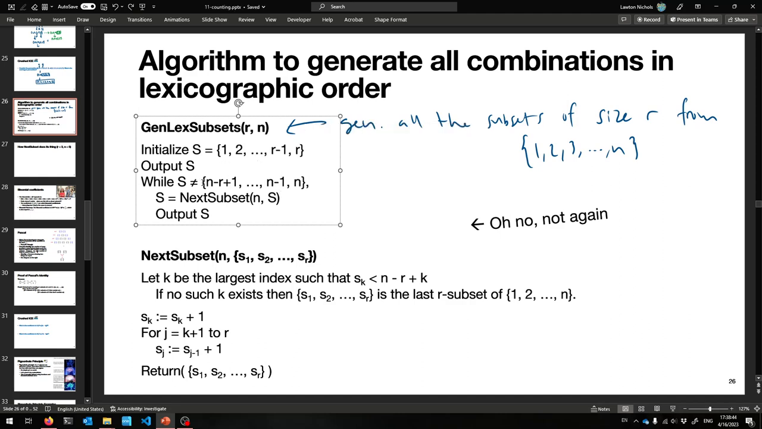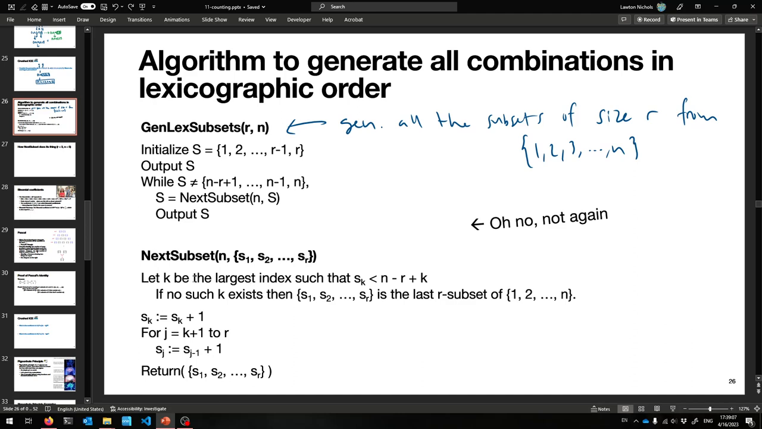While we do not have the set N minus R plus 1 all the way up to N, well, it's not equal to that because that's your last subset. Then make the next one, given your current one, and then output that. So it's going to be a loop all over again.